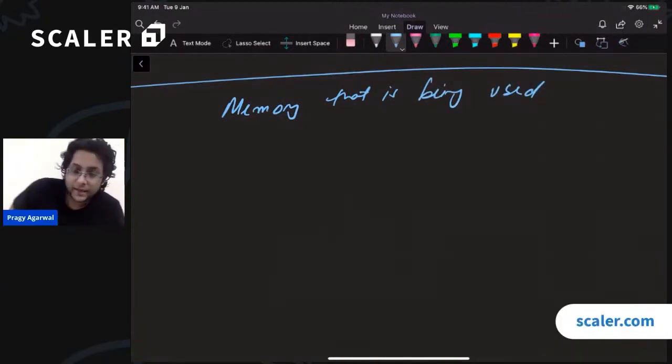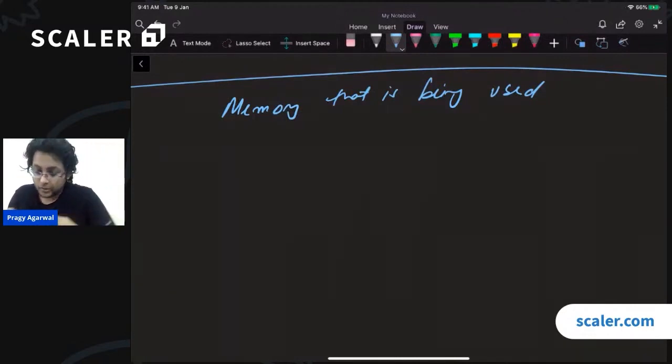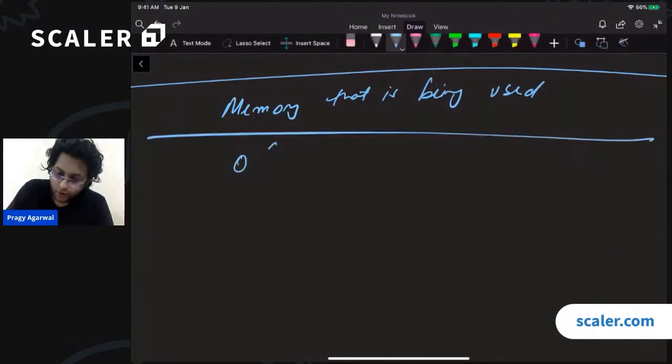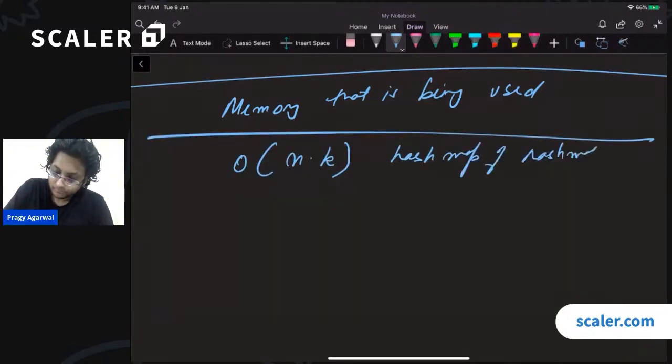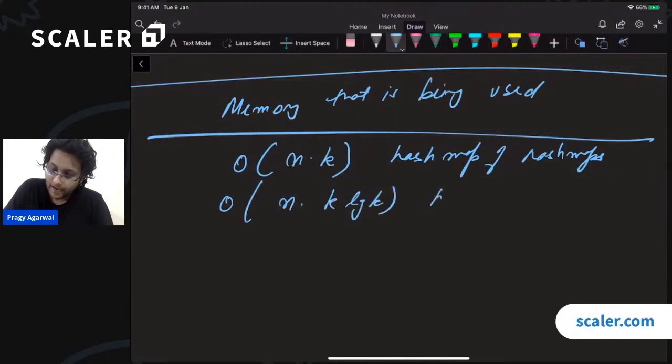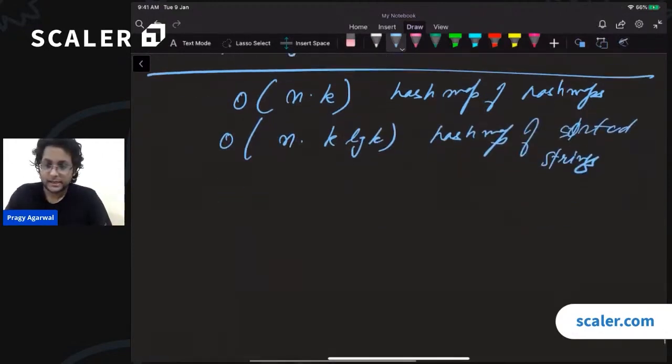I hope this solution is clear to everyone. The most optimized approach for this will be order of n times k, if we do the hash map approach, a hash map of hash maps, though it is not that simple. But otherwise, we can at least do it in order of n times k log k if we store a hash map of sorted strings. I hope that is clear.